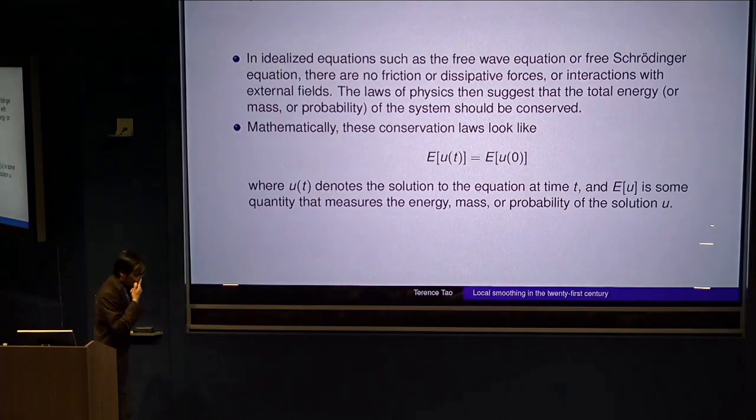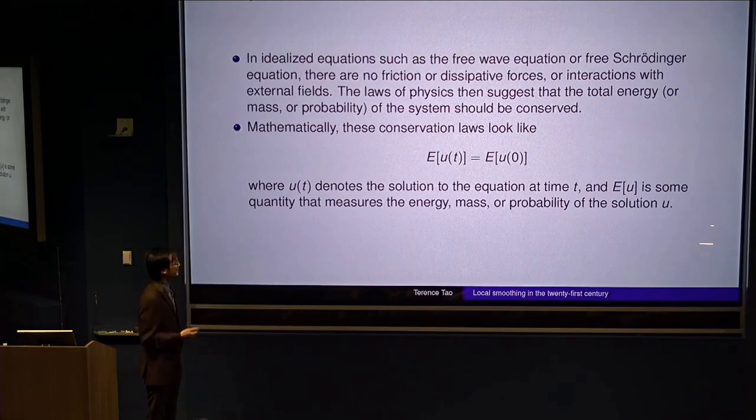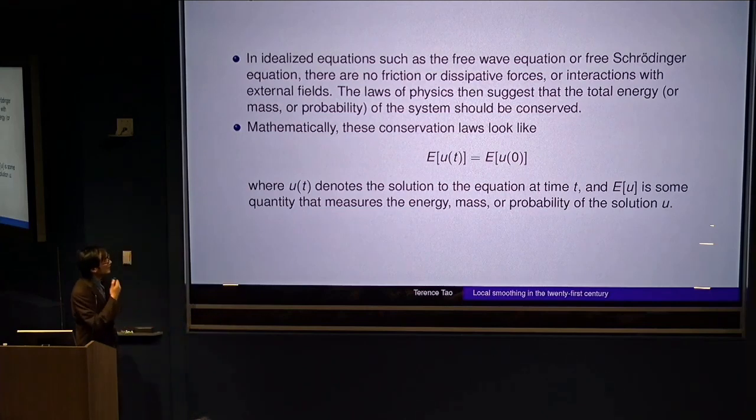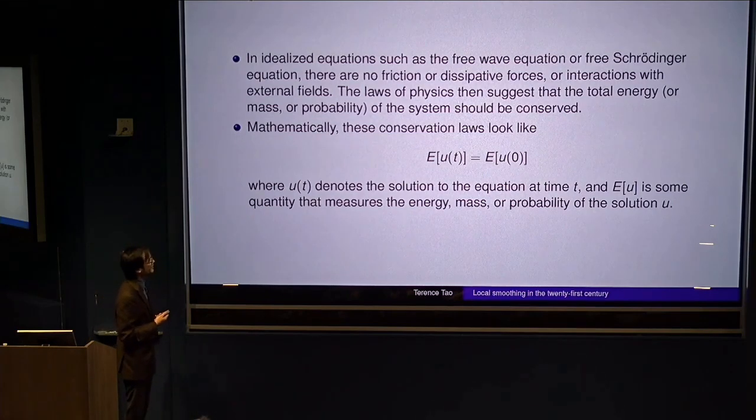And so, as I said, these idealized wave equations, like the free Schrodinger equation, have no friction, no dissipation, no interaction with external forces or other particles. As we learn in our physics classes, whenever you have a closed system without these dissipative forces, we expect energy to be conserved.